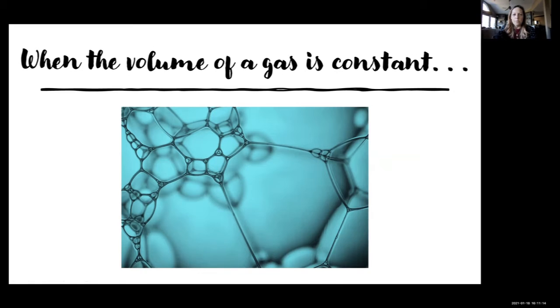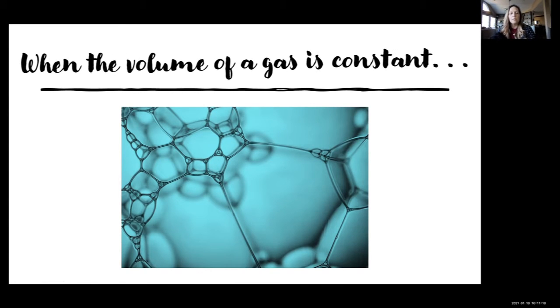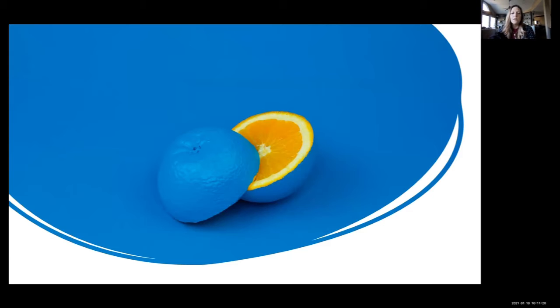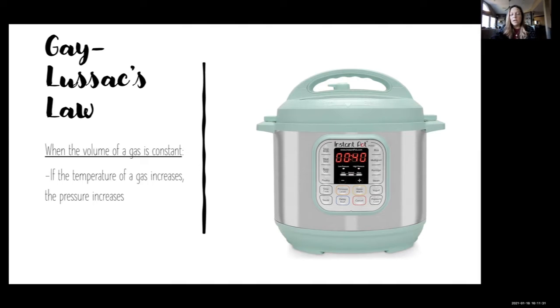So what about when we're dealing with the volume of a gas being constant? So now the volume is constant rather than pressure. So then we deal with Gay-Lussac's law. Gay-Lussac's law states that when the volume of gas is constant, if the temperature increases, the pressure increases. If the temperature decreases, the pressure decreases.